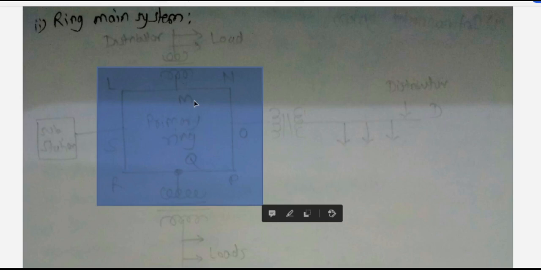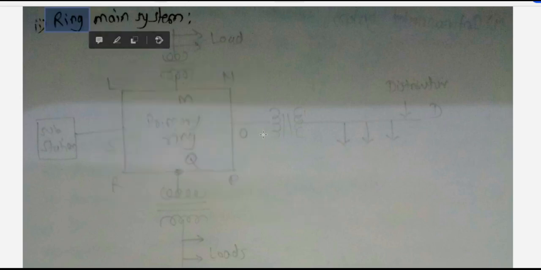And at the point of M, O, Q, there are, you can say, distributors. So we are forming the ring. So this is the ring structure, and on that particular ring, at the midpoint, you can say, the feeder, we are tapping the distributor.